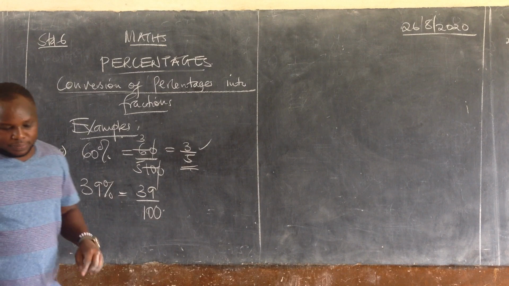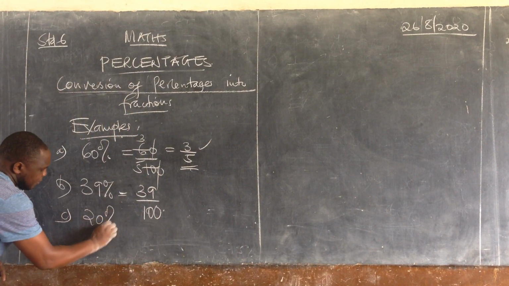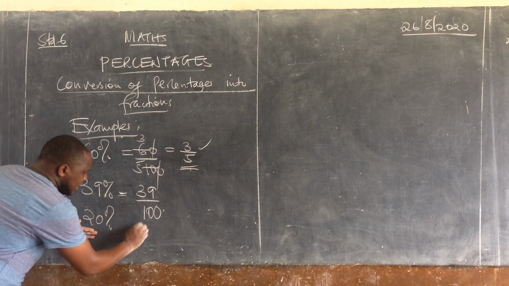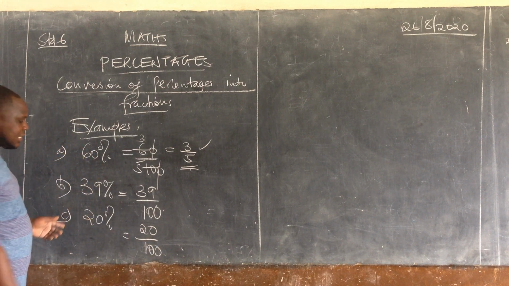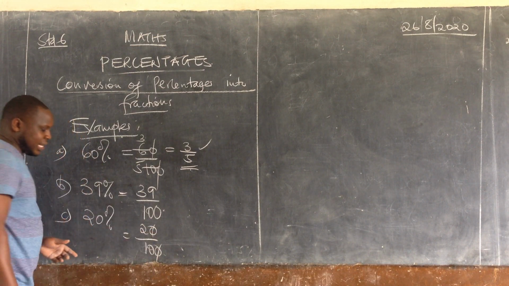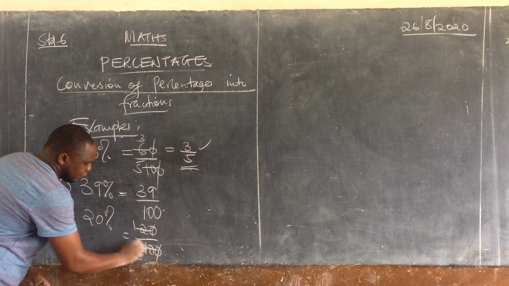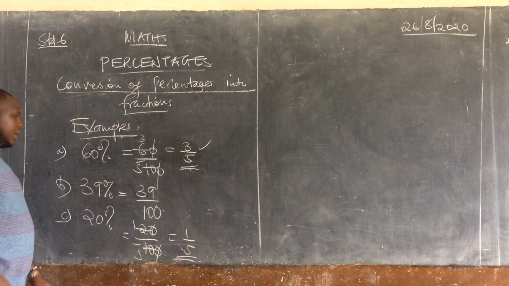Let me give you another one. You can also be given 20%. Convert 20% as a fraction. 20% can be written as 20 out of 100. And so in this case, you realize that there's a common divisor, the 0 will cancel, you remain with 2 over 10. Divide by 2, you get 1, divide by 2, you get 5. And so your answer is going to be 1 out of 5.